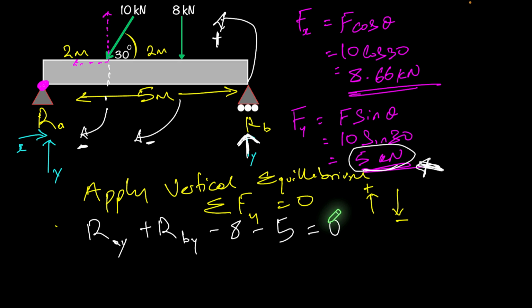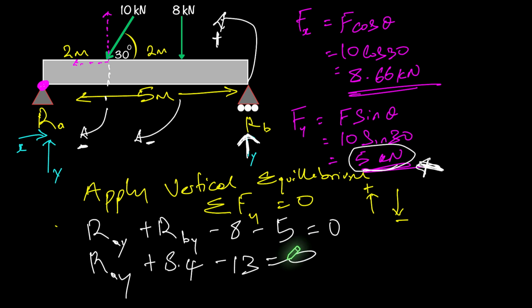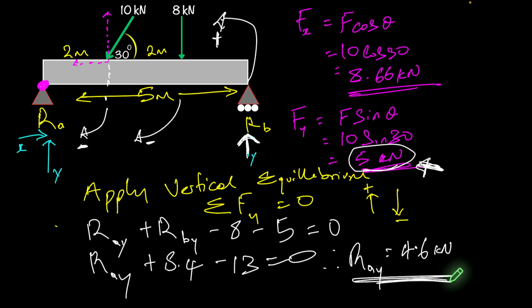Now we previously calculated RBY, so that leaves us with only one unknown, and that's RAY. RBY was 8.4. And if we sum these two downward forces up, we have minus 13 there, and it equals 0. So this is going to work out to give 13 minus 8.4. Therefore, our RAY should give us 4.6 kilonewtons.